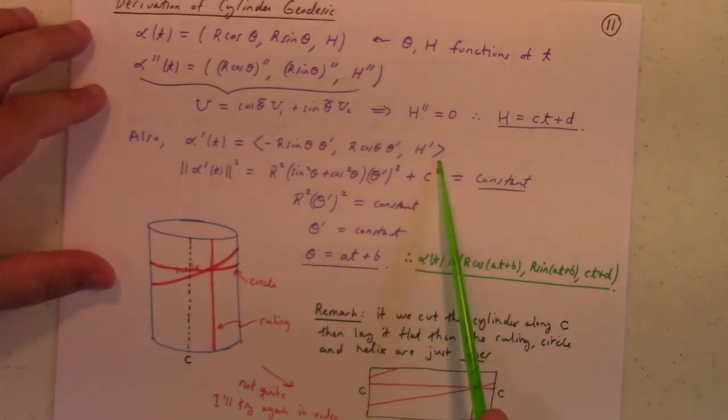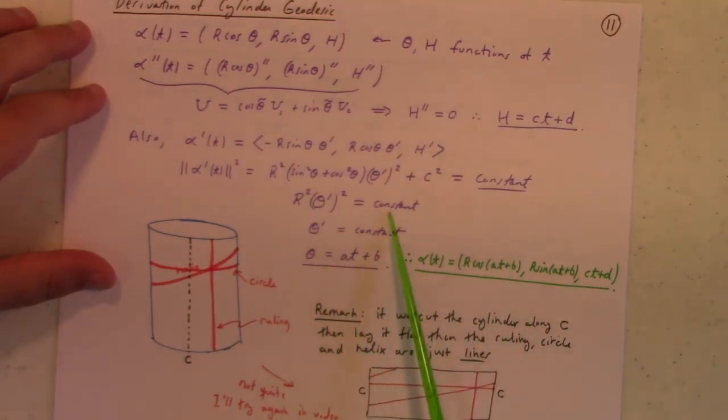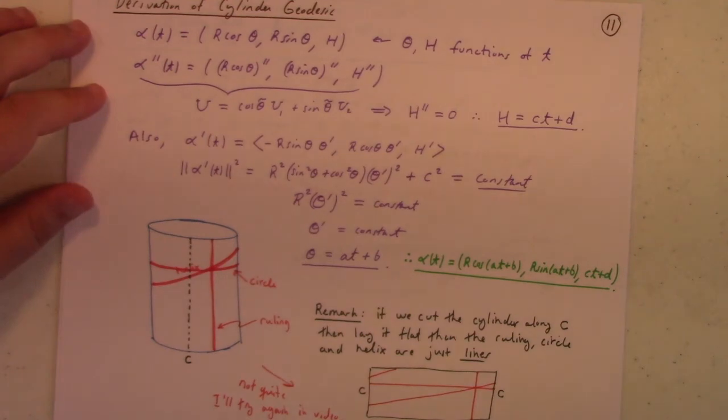But if I can absorb the c squared in the constant, then I can absorb the r squared in the constant, and I can take a square root, so I get theta prime is constant. Integrate, and voila, theta is at plus b, and there you have it. That's the formula that I just dropped from the sky on the last page.